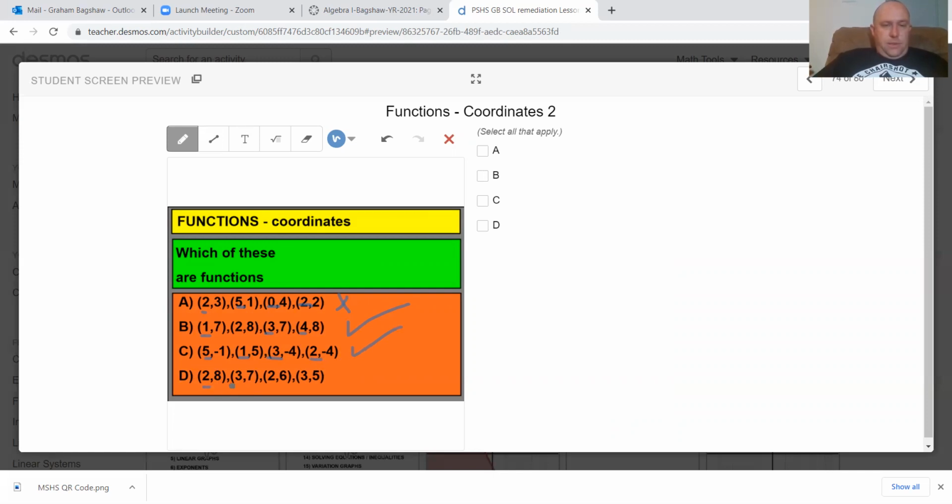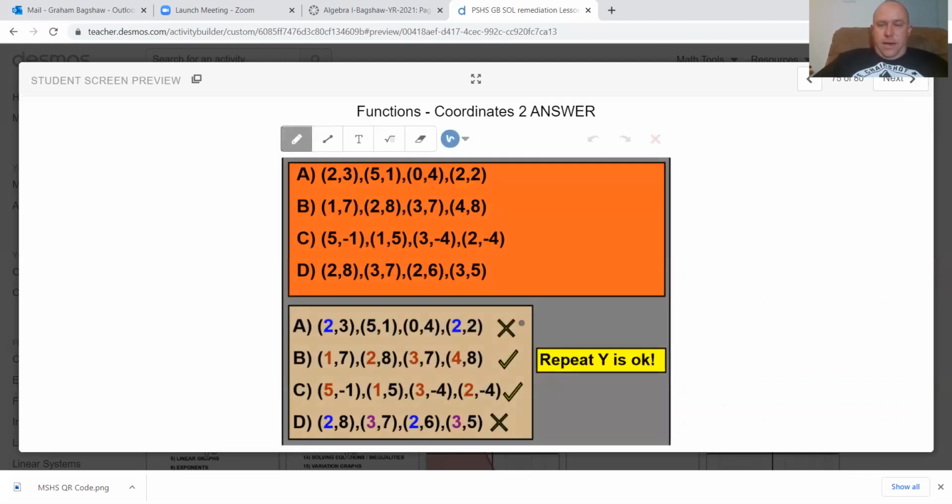And on the last one, 2, 3, 2. There's a repeat on 2 again, so I would not accept that one. So answer choice B and answer choice C would be good for this question. And it's a little easier to see on here. You can see the repeat x value here, and you can see the repeat x values actually twice. The 3s are also repeated.